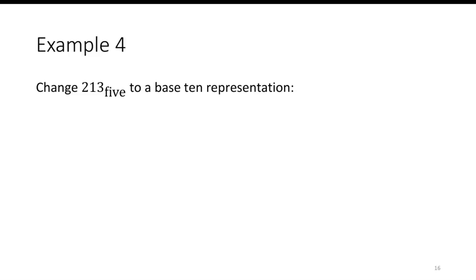So let's try a couple examples. 213 base 5, well, we have a 2, a 1, and a 3. The 3 is in the 5 to the 0 place, so that's 1. The 1 is in the 5 to the first place, so that's 5. And then 2 is in the 5 squared place, or 25.